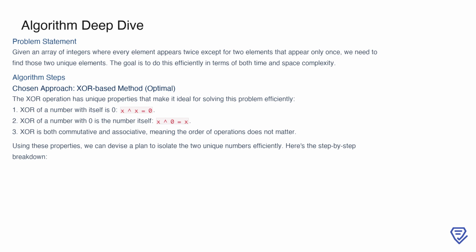XORing a number with itself results in 0, XORing a number with 0 leaves the number unchanged, and XOR is both commutative and associative. These properties allow us to cancel out duplicate numbers while isolating the two unique numbers. Using this, we can outline a step-by-step plan to solve the problem efficiently.